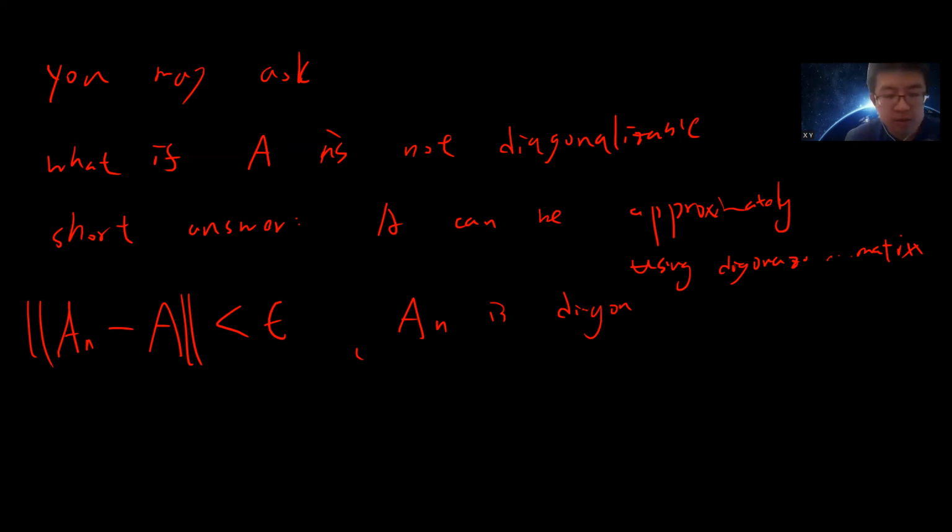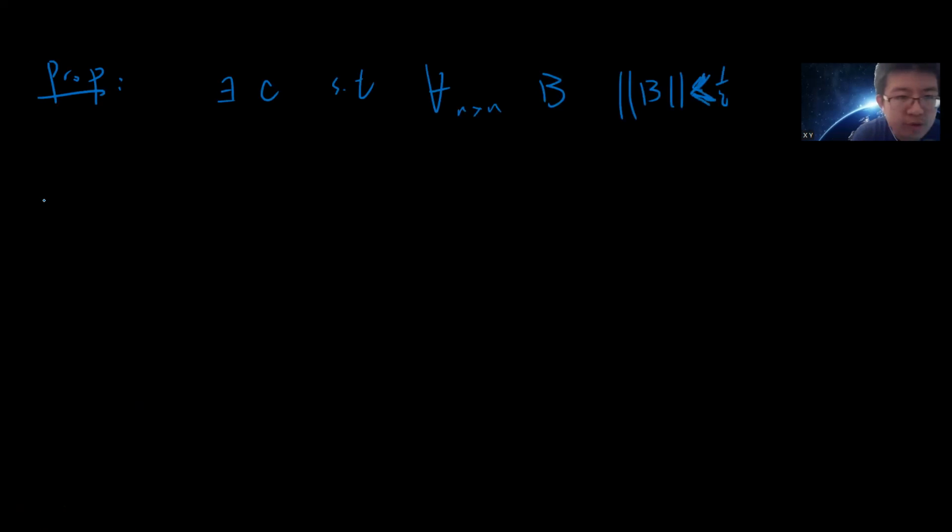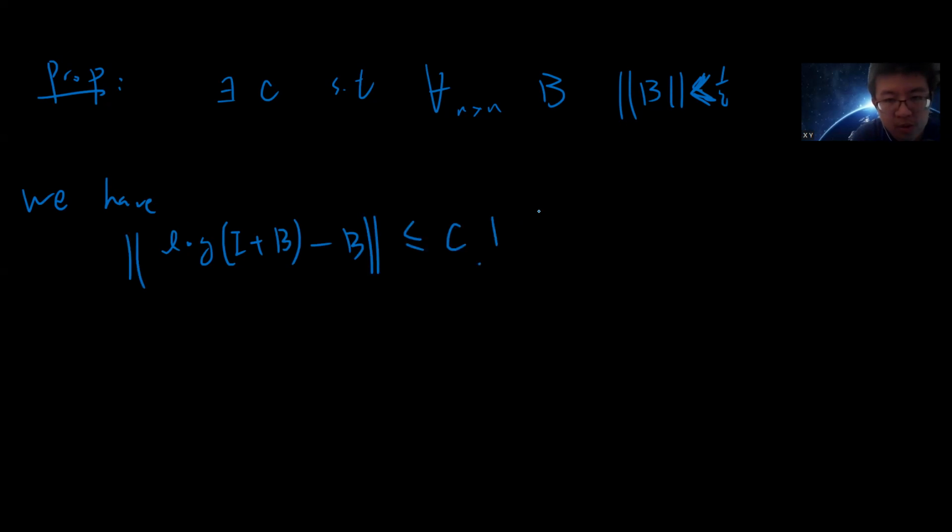Okay, so now we have the second one. What is our second one? There's a final proposition. This proposition says that there is a constant C such that for all matrices with complex coefficients, let's call it B, and suppose the norm of B is less than half, we have the norm of log(I plus B) minus B is less than or equal to C times the norm of B squared.